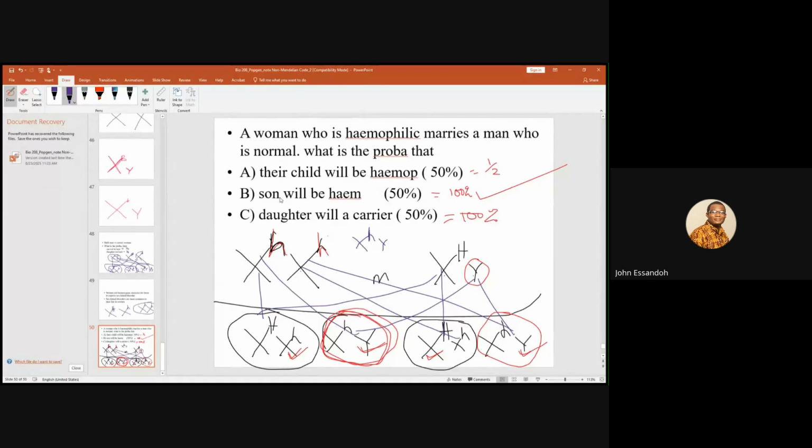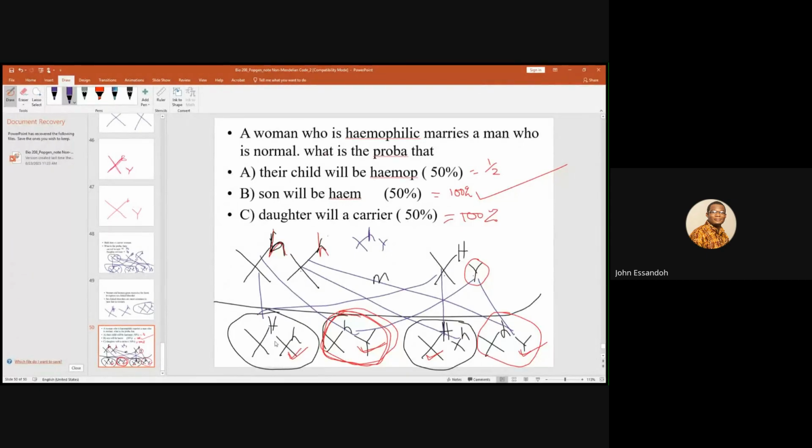The second one, I said son will be hemophilic. So son means that I'm not interested in all the children. I'm only interested in the boys. How many boys are there? There are 2 boys, this boy and this boy. And all the boys are hemophilic. So here it will be 1/1, because I'm interested in the sons, and the sons are all hemophilic. So it will be 2/2, which is 1/1. So that's 100%.